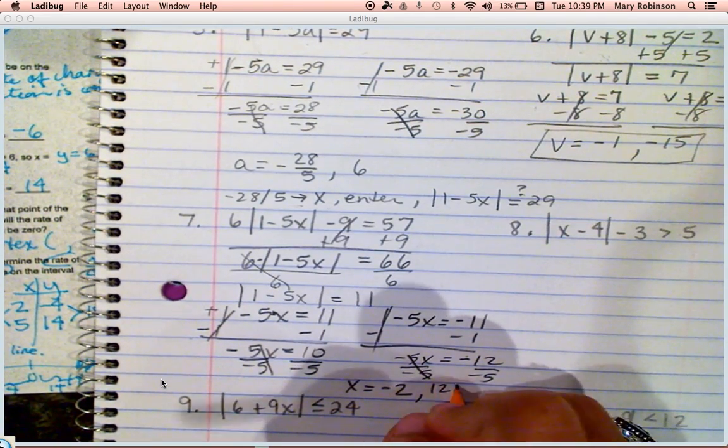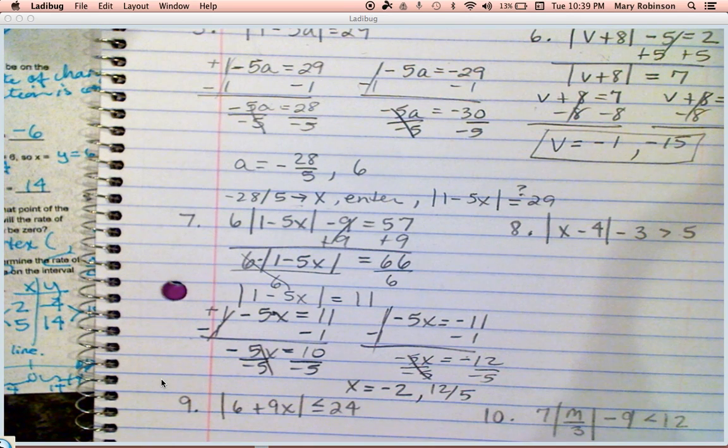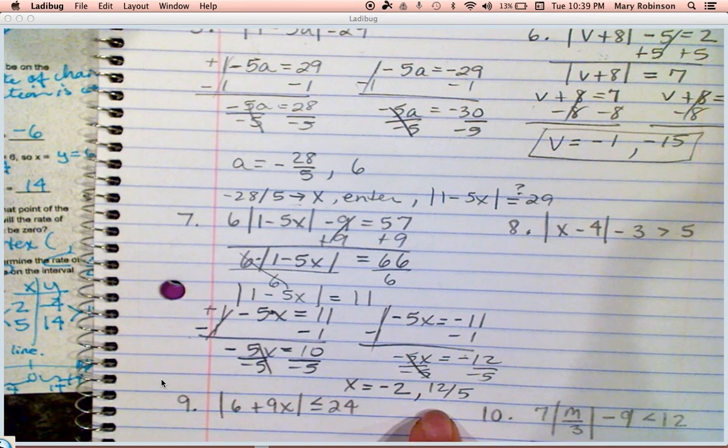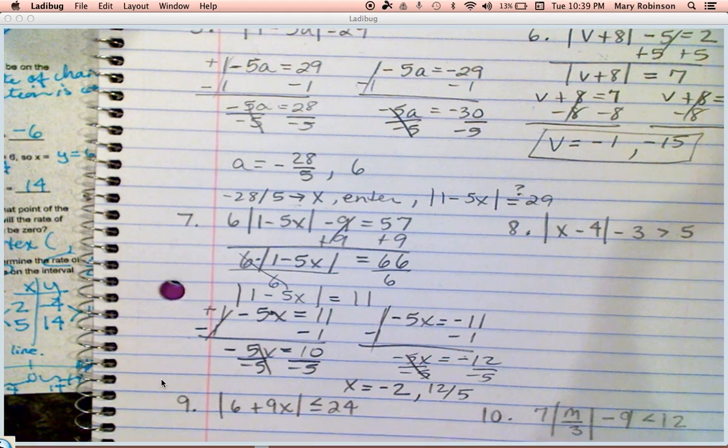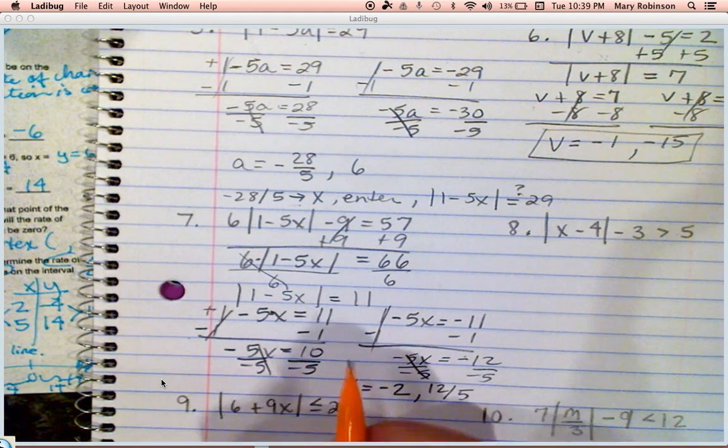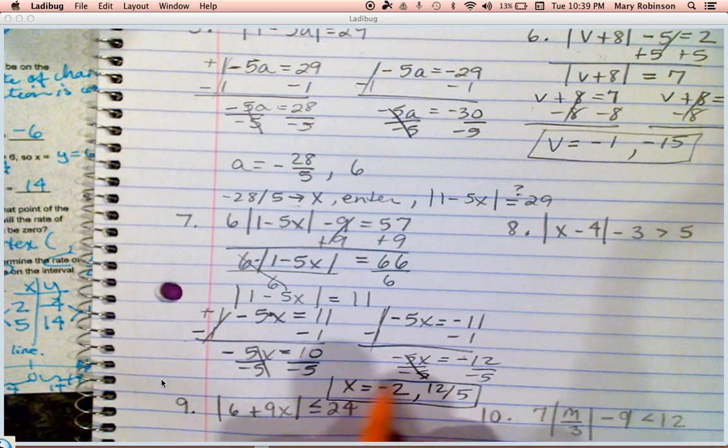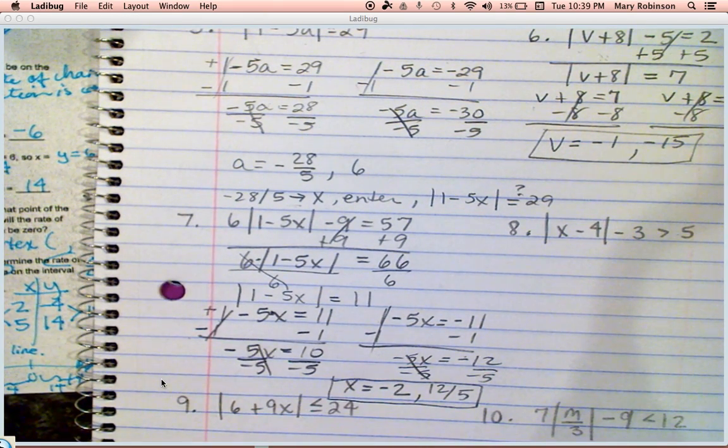And positive 12 fifths. Okay, I apologize. I just recognized now that when I did your key and sent that to you, I actually had 16 fifths instead of 12 fifths. So that should be 12 fifths. I made a math error there.